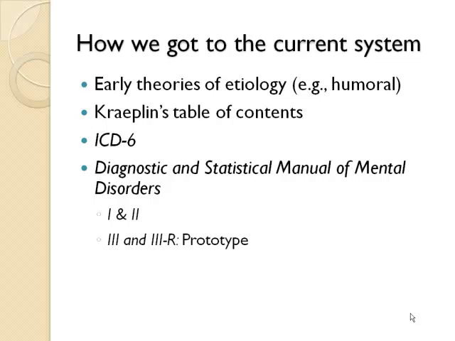Move forward in time, we get to the DSM-3 and the 3R, which really represented, 3 represented a significant shift away from just descriptions of categories, because that's what 1 and 2 were. It's like, okay, here's neurasthenia, and here's what it's like.